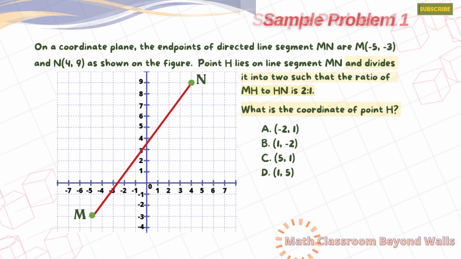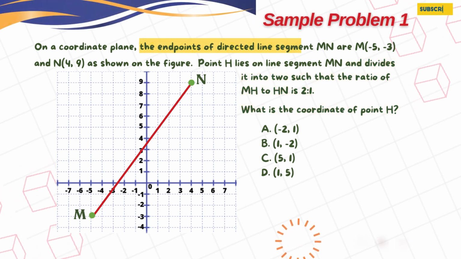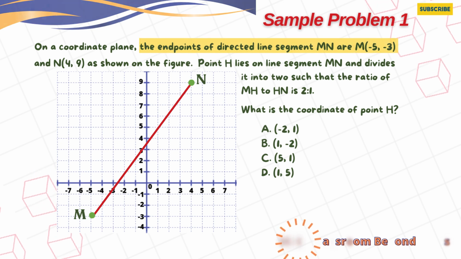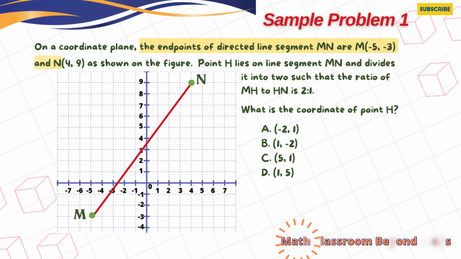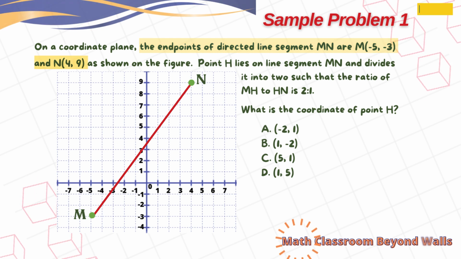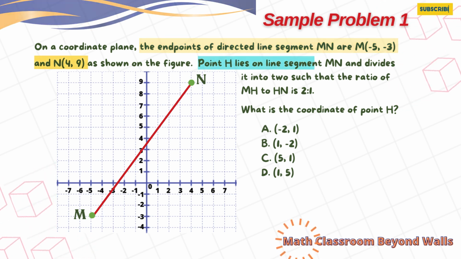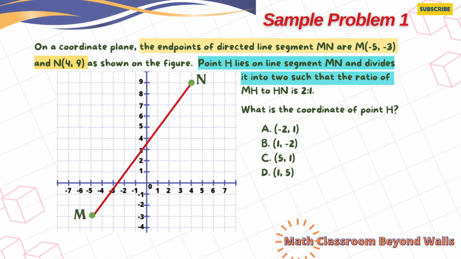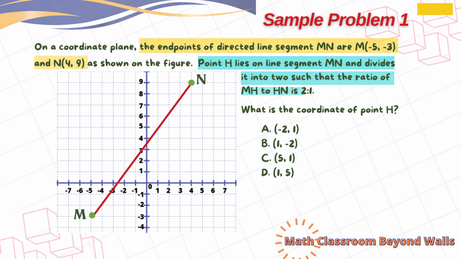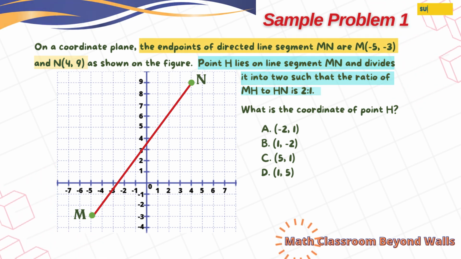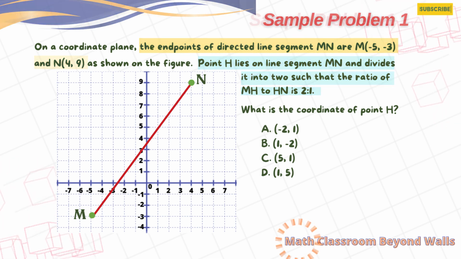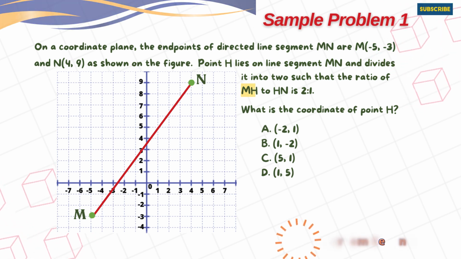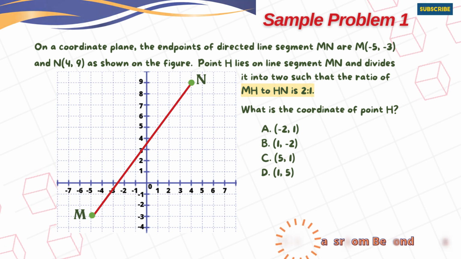What is given? We're given the endpoints of the directed line segment MN, which are M(-5, -3) and N(4, 9). We are also given that point H lies on segment MN and is dividing the segment into 2 such that the ratio of MH to HN is 2:1. A figure is given. Okay, so the problem gives us a ratio of MH to HN, which is 2:1.